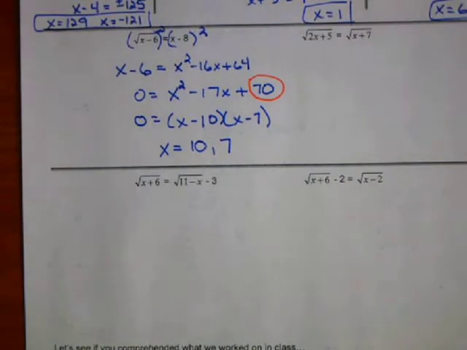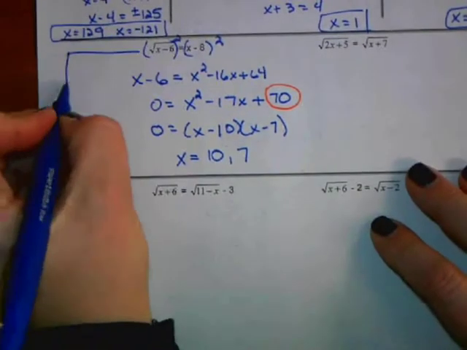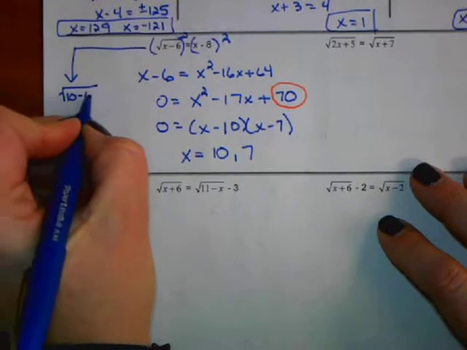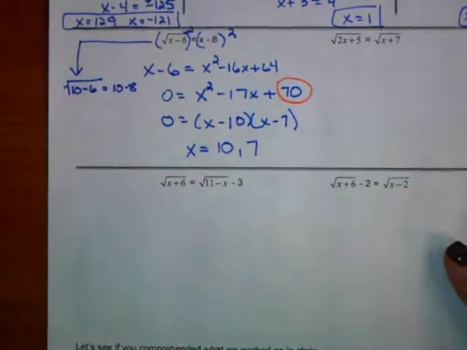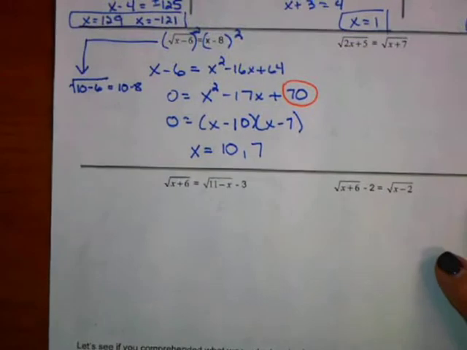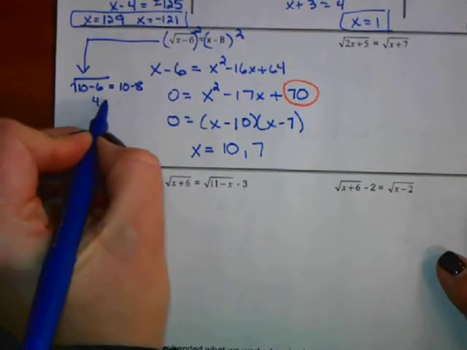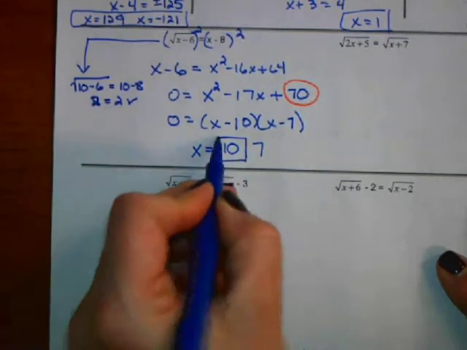you have to make sure that both of these will work in your original equation. Let me show you what happens. When we plug in 10, I'm going to go over here. I'm going to have the square root of 10 minus 6 equals 10 minus 8. Let's check and see if that's true. I plugged in 10 for x. This is 4, and the square root is 2 and 2. 10 works. 10 is good.